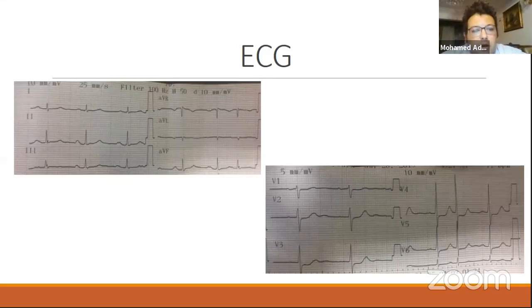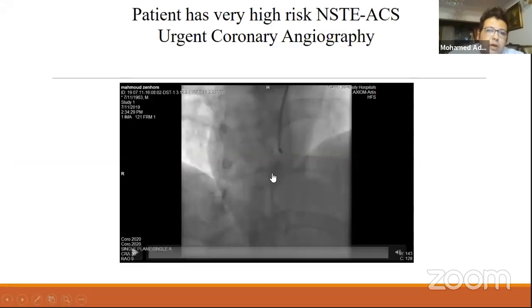Here we can see the ECG. Appreciate the ST-segment depression in V2, V3, and V4, 5, 6, and the severe bradycardia. The patient was really in a very critical situation. So according to the guidelines, it's a very high risk patient and should be managed as a primary PCI case, like a STEMI. After initial stabilization, we went directly to the cath lab.